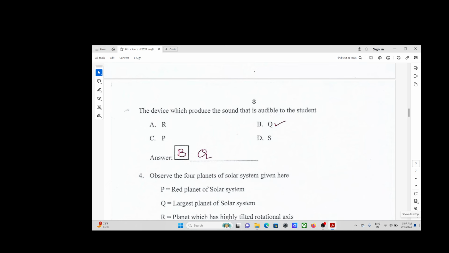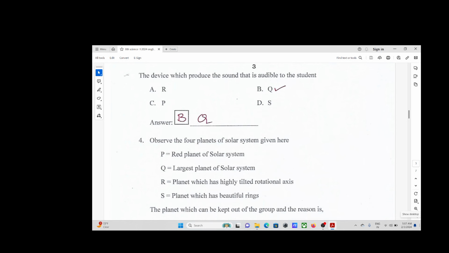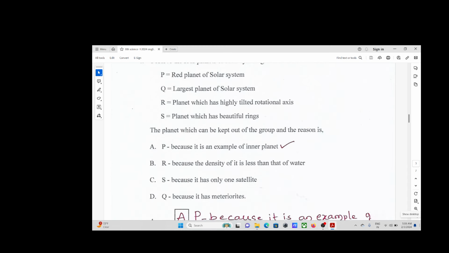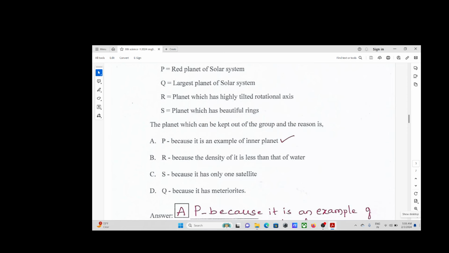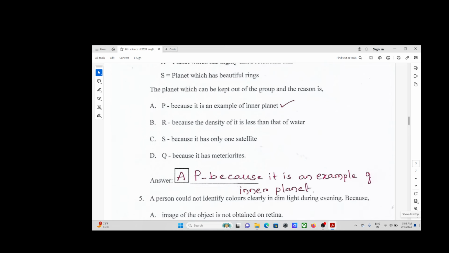Question number 4, observe the 4 planets of solar system given here. P, red planet of solar system, Q, largest planet of solar system, R, planet which has highly tilted rotational axis, S, planet which has beautiful rings. The planet which can be kept out of the group and the reason is, correct answer is option A, P, because it is an example of inner planet.